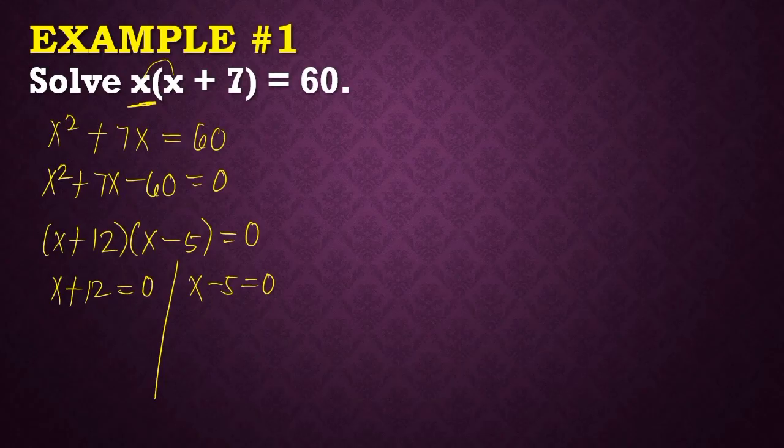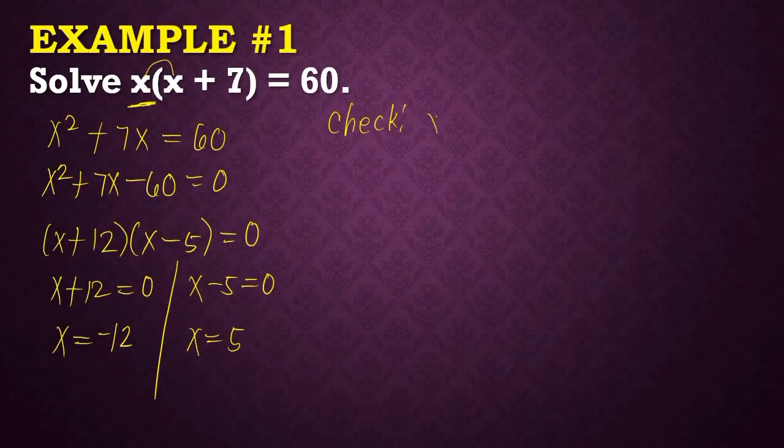So, yung x plus 12 equals 0, magsusubtract tayo ng 12 to both sides. So, x is equal to negative 12. Sa x minus 5 is equal to 0 naman, mag-a-add tayo ng 5 to both sides. So, x equals 5. Next, to check.